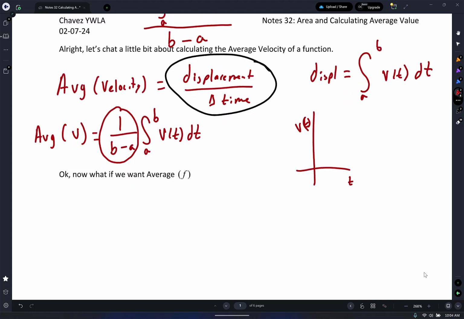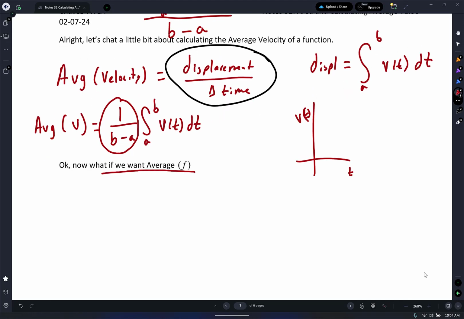So now here's the question. What if I change it and I say I want the average f? So I'm going to write average f. Well, look. If I found the average velocity and it was 1 over b minus a, integral from a to b of v of t, what do you think my formula is going to look like when I find average f?